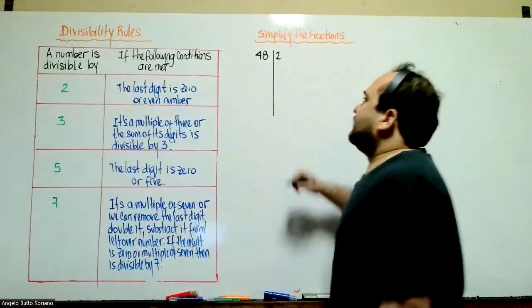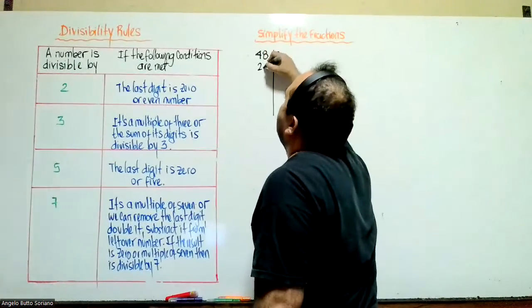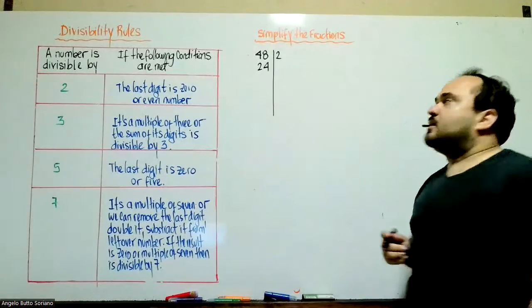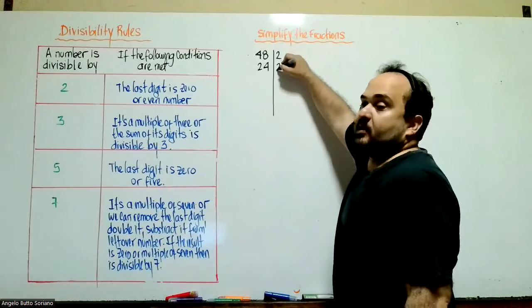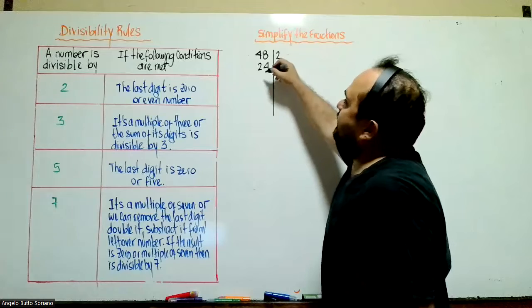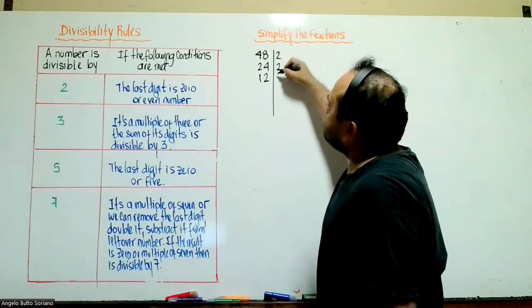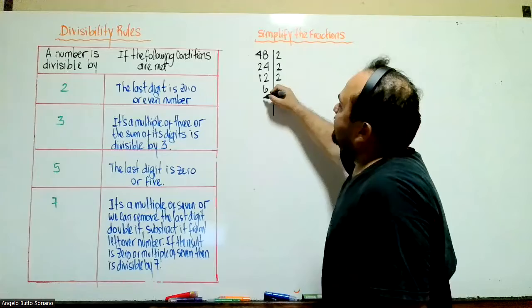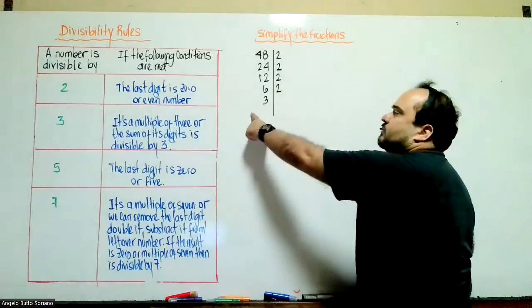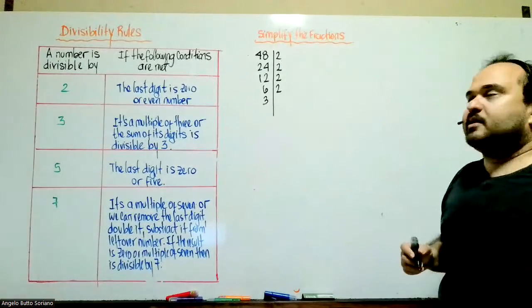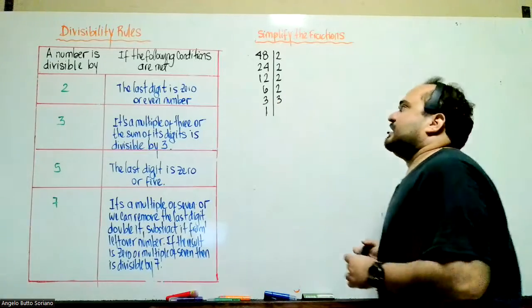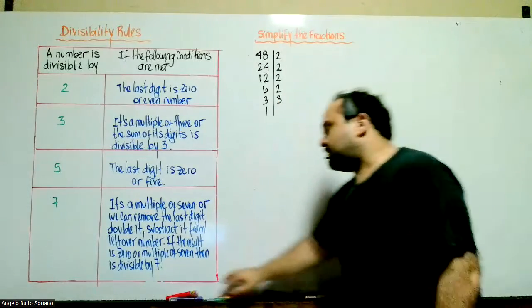48 divided by 2 will be 24. Also, 24 ends in an even number. We can continue dividing by 2 also. That will be 12. Half of 12, 6. Half of 6, 3. And because 3 is a multiple of 3, and a prime number, it can be divided by 3, and that's it. We are simplifying this expression.